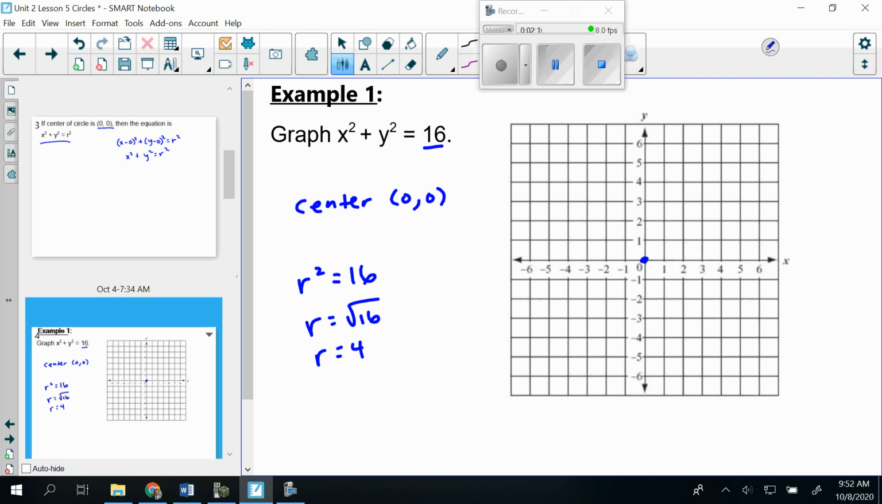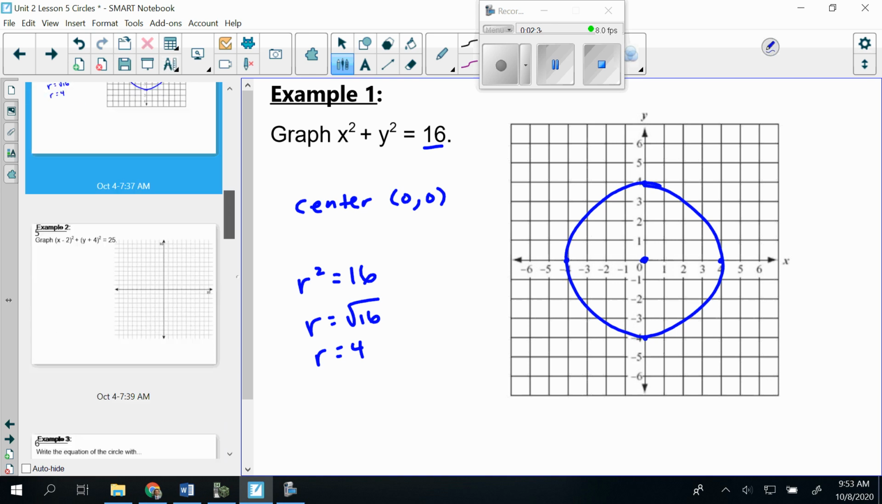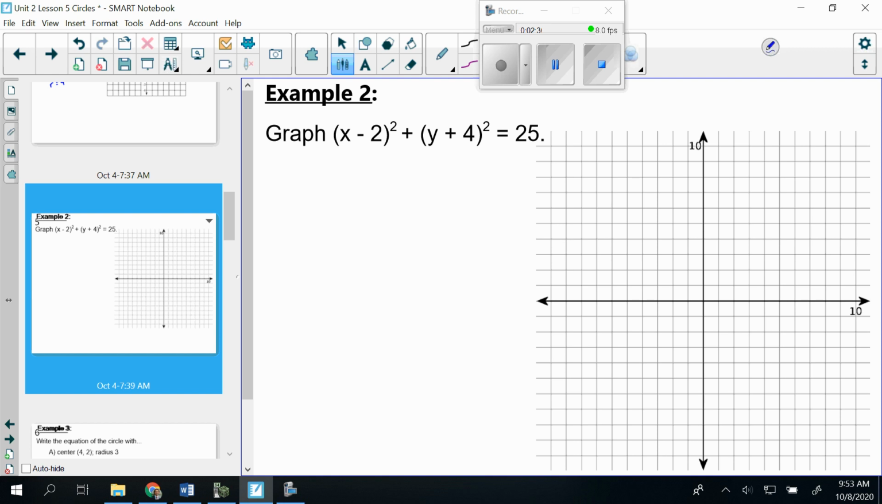When graphing that then, you know four points you can get for sure on here. You can go 4 right, 4 left, 4 up, 4 down, and get those points. And then do your best to kind of connect them into a circle here. The other points are a little bit harder to get, but do your best. All right, next example, graph this one.